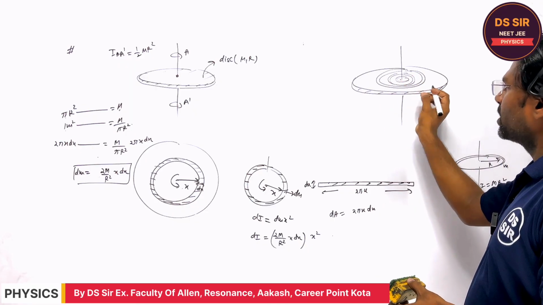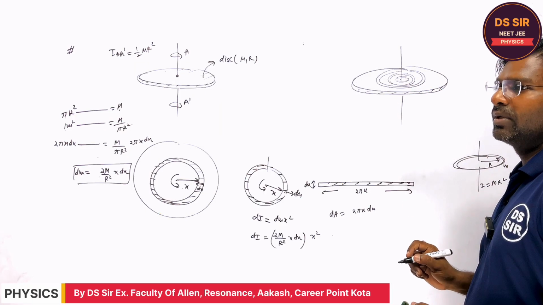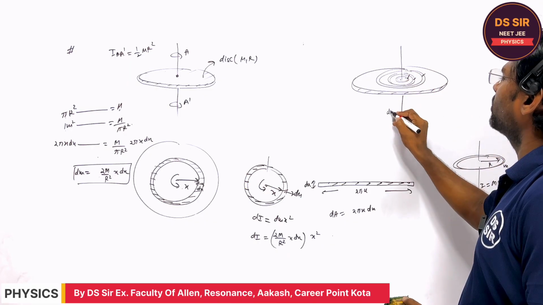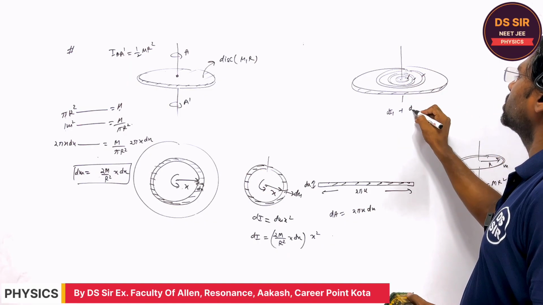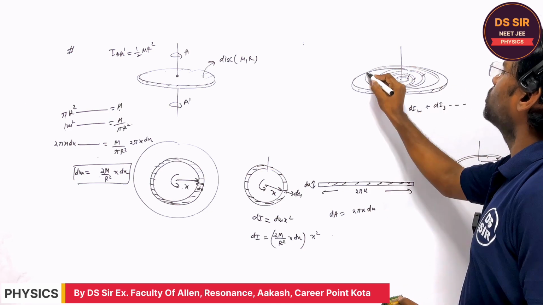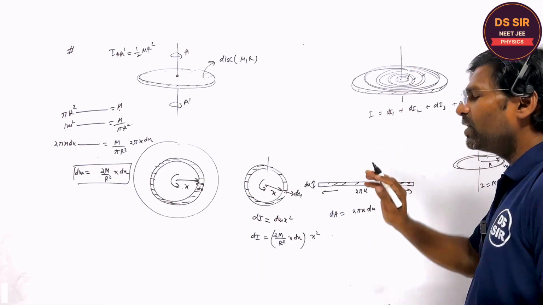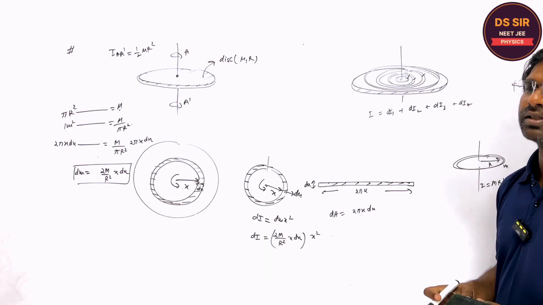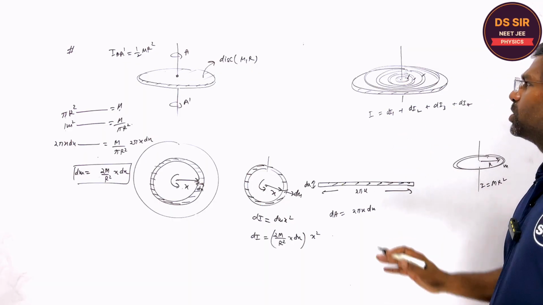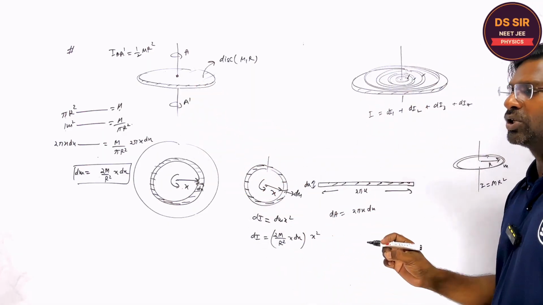So if we divide this disk into different rings, and add the moment of inertia of this, dI1, its moment of inertia dI2, its moment of inertia dI3. So there are so many small elemental rings, dI4. If we add them, then we will get the total moment of inertia of the disk. Therefore we have to add, that means the integration. So to find the moment of inertia of the disk, we have to use the integration.